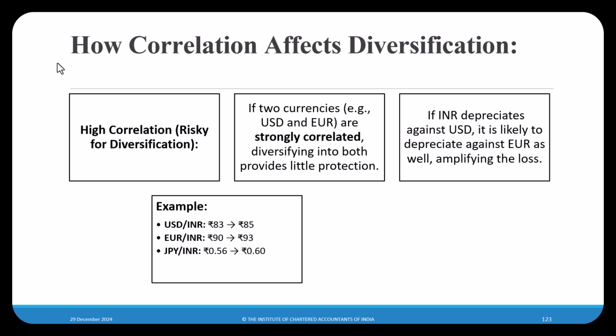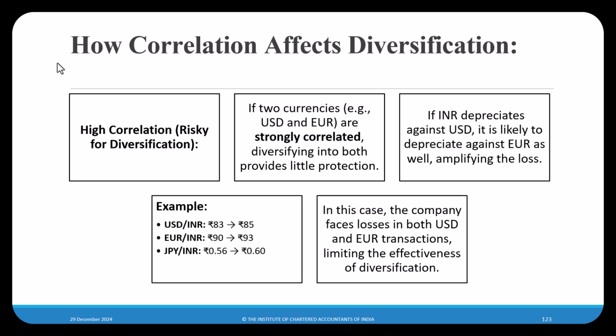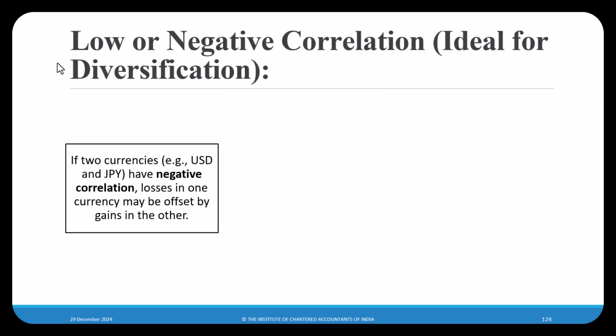High correlation is risky for diversification. If two currencies, for example USD and Euro, are strongly correlated, diversifying into both provides little protection. If INR depreciates against USD, it is likely to depreciate against Euro as well, amplifying the loss. Examples: USD INR 83 to 85, Euro INR 90 to 93, Japanese yen to INR 0.56 to 0.60. In this case, the company faces losses in both USD and Euro transactions, limiting the effectiveness of the diversification. Okay.